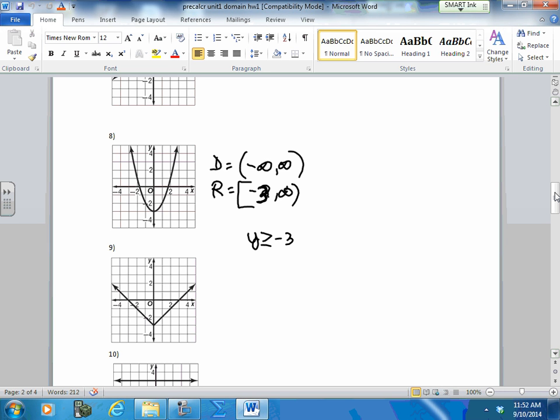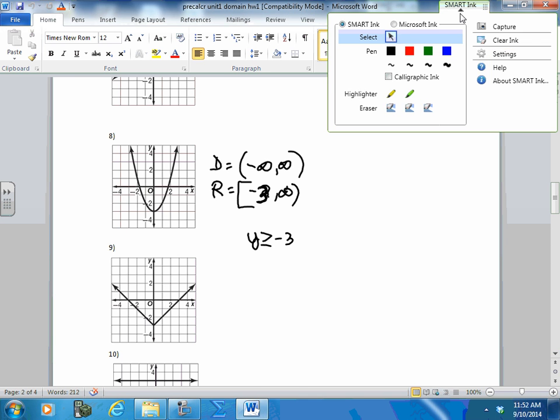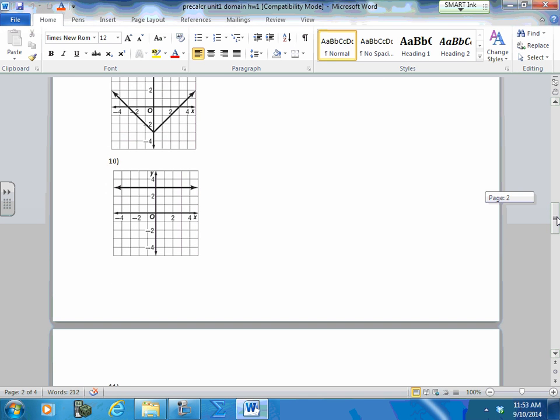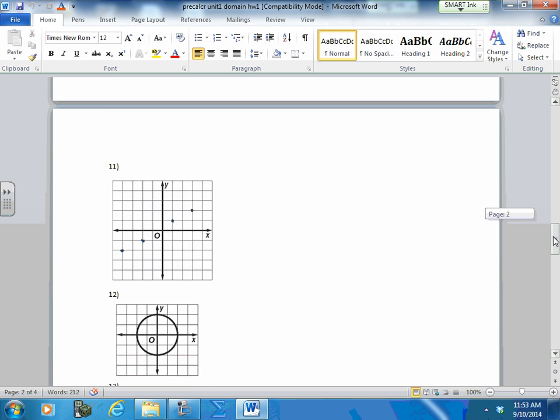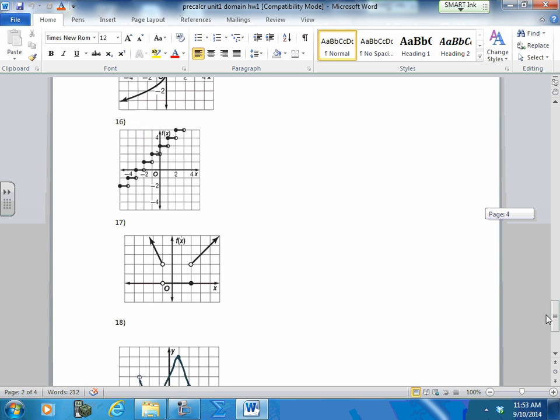My goal is to get you to go to interval notation and to see the difference between discrete and continuous. Is number 10 a function? Yes, it is. What's the domain? Negative infinity to infinity. What's the range? 3. There's only one y value, 3. Okay, good. A horizontal line is good.